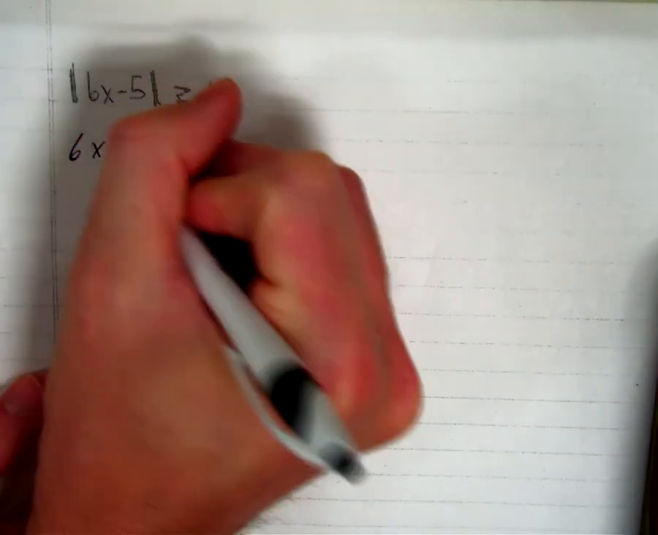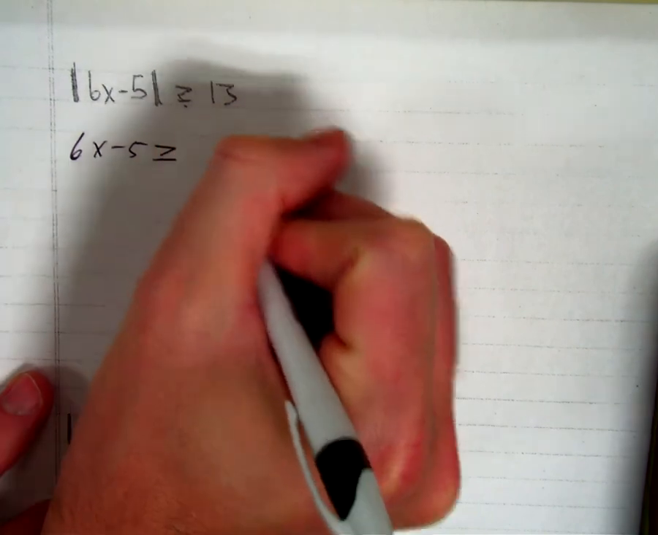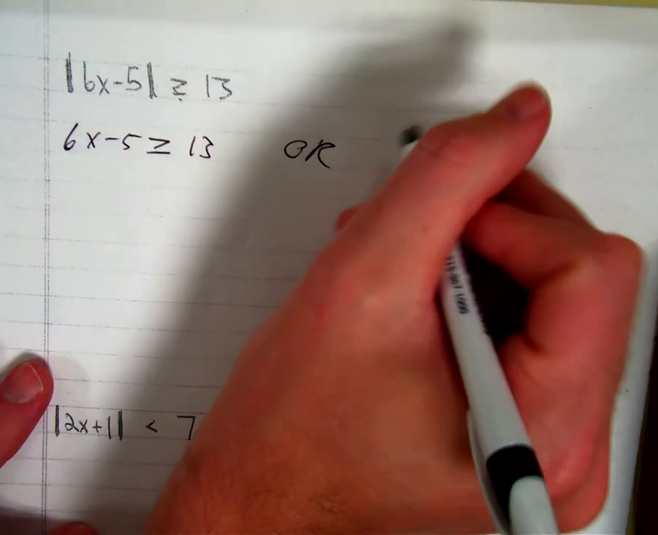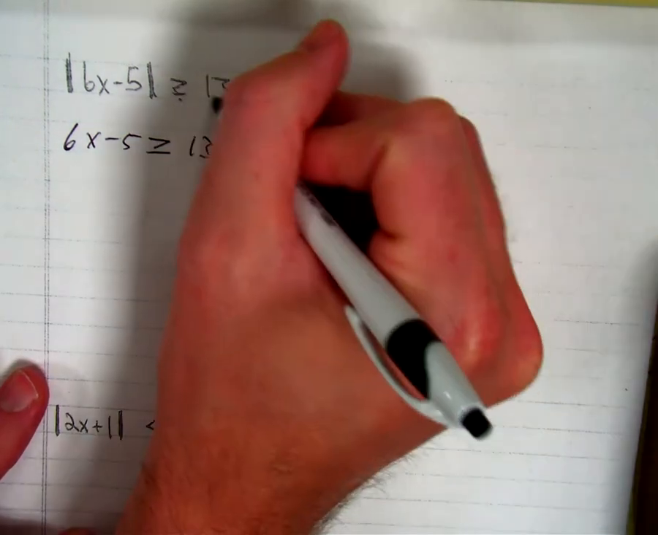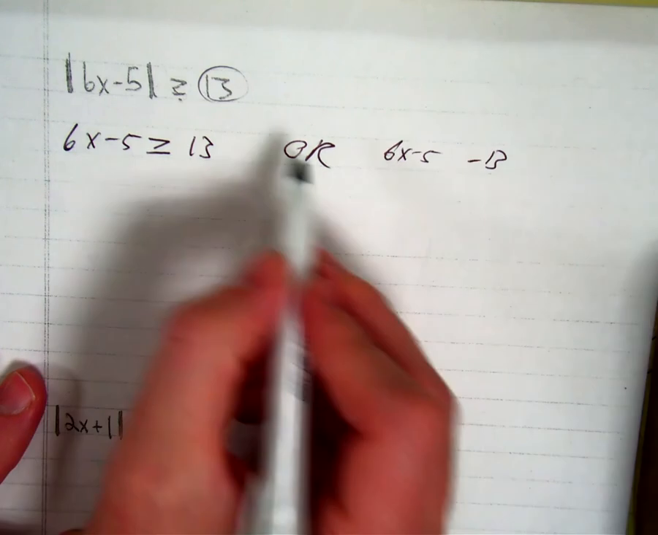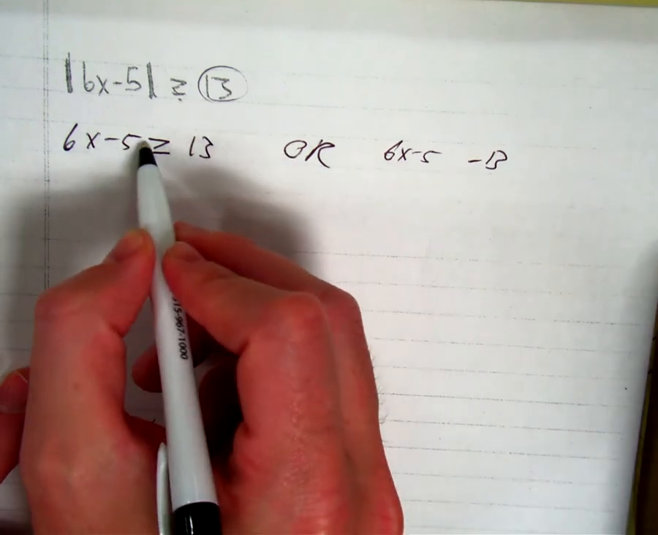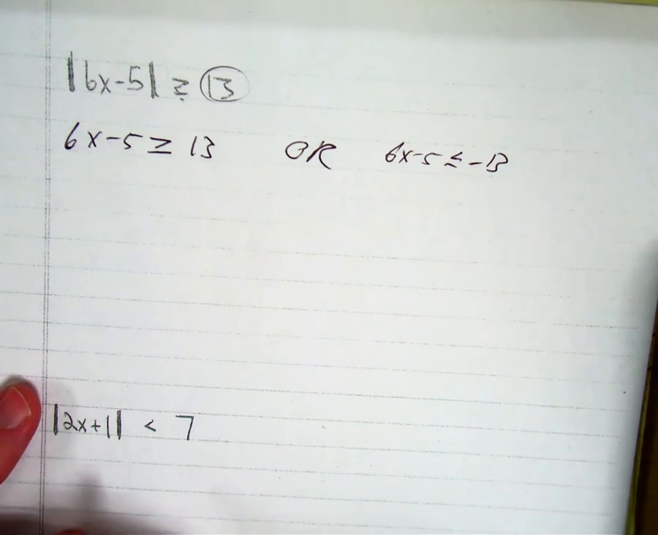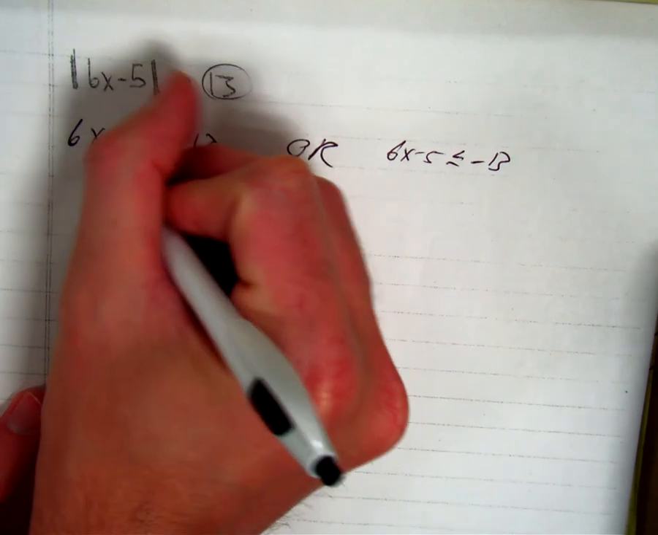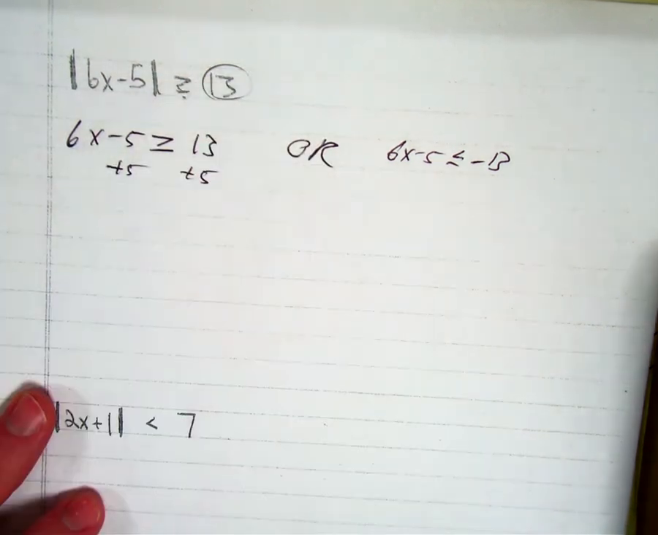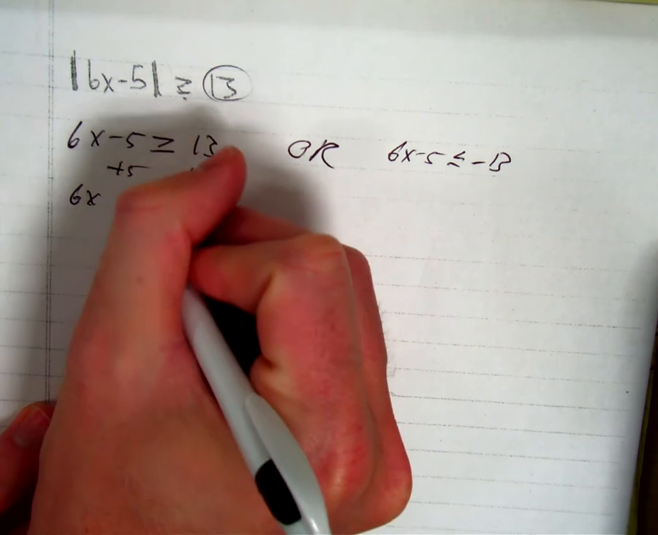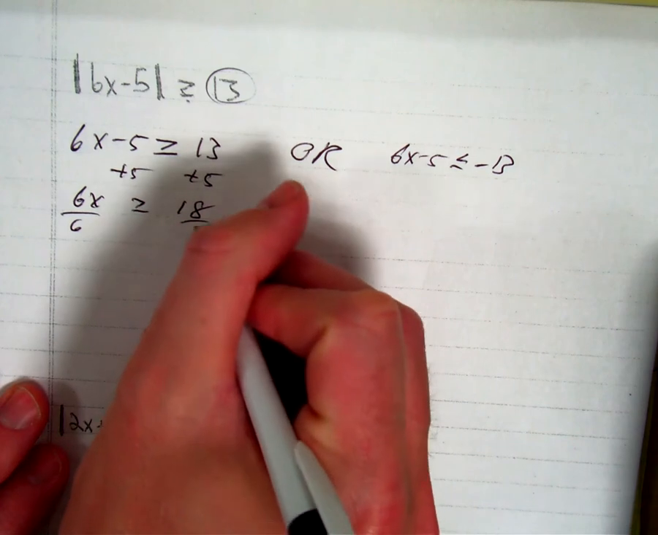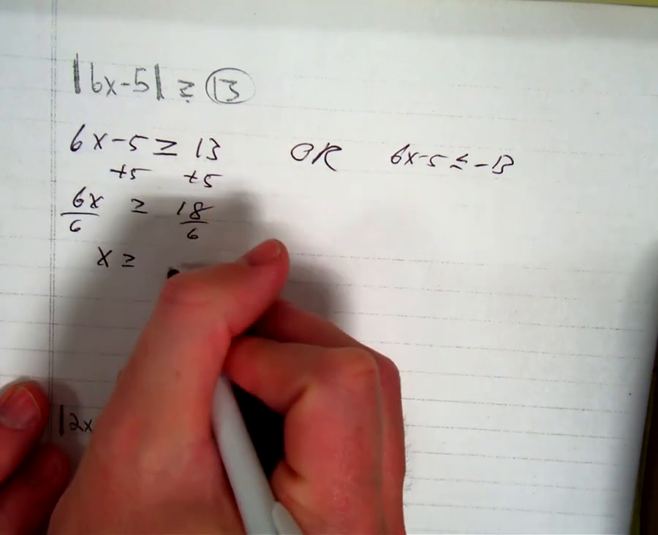So we're going to have 6x minus 5 is greater than or equal to 13, or 6x minus 5, and we're going to change this to a negative 13 now, and because we changed it to a negative 13, we're going to flip this sign from a greater than or equal to a less than or equal to. All right, solve each one individually. Plus 5, plus 5. 6x is greater than or equal to 18. Divide by 6, divide by 6. X is greater than or equal to 3.